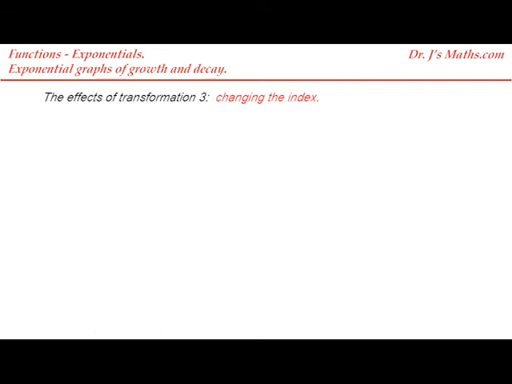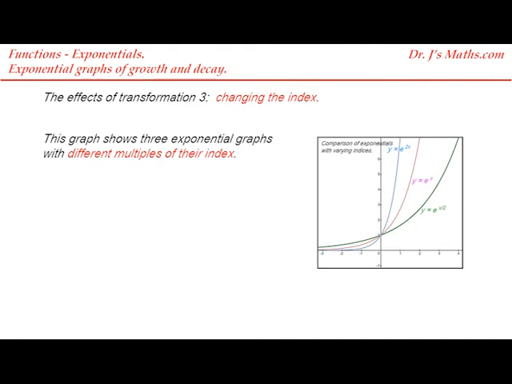The third transformation is where we actually change the index. The graph shows 3 exponential graphs with different multiples with their index. We have the basic form e to the x. We have also e to the 2x, where the index is multiplied by 2. And in the green curve we have y equals e to the x over 2, in which the x value is halved. Each curve cuts the vertical axis at y equals 1.